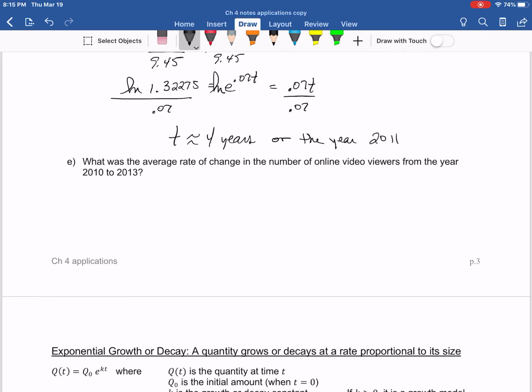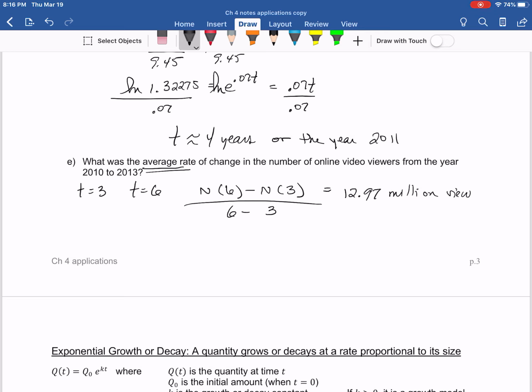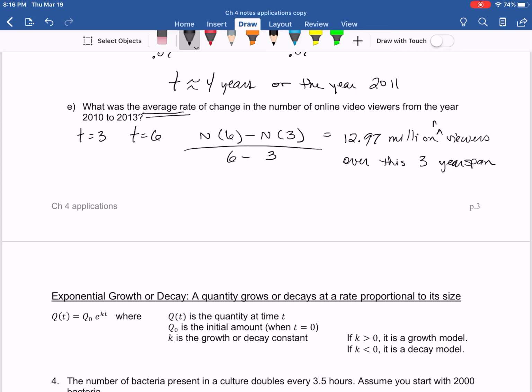Part E, what was the average rate of change in the number of online video viewers from the year 2010 to 2013? All right, 2010, remember that was 3 years after the start. 2013 is 6 years after the start. And so this is asking you for average rate of change, which is n of 6 minus n of 3 divided by 6 minus 3. And this is going to simplify all the way down to, I'll let you guys check me on this, 12.97 million more viewers per year over this 3-year span. Okay. That takes care of that problem.